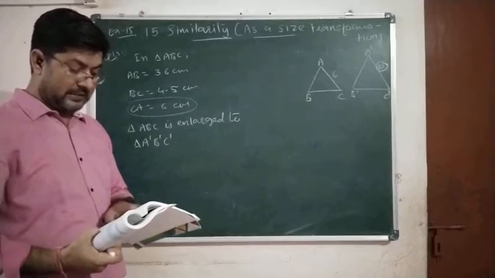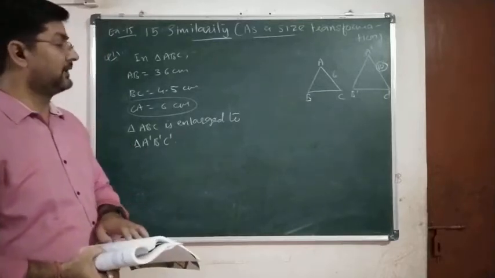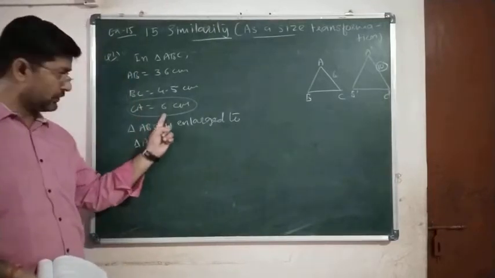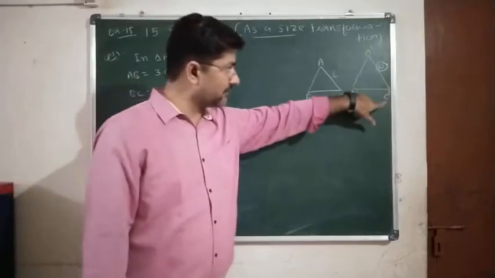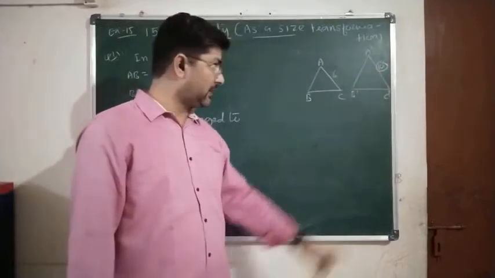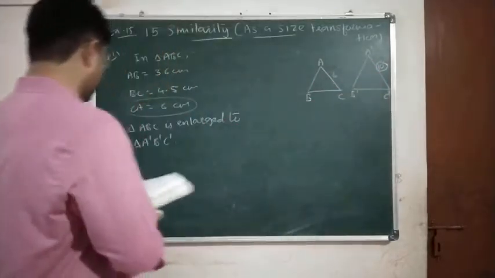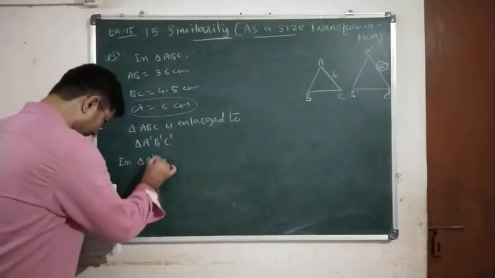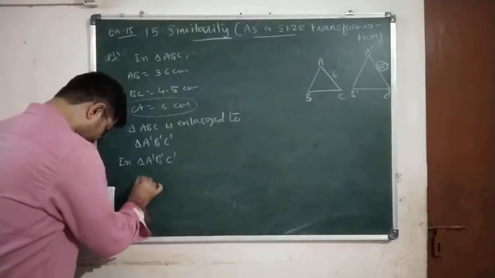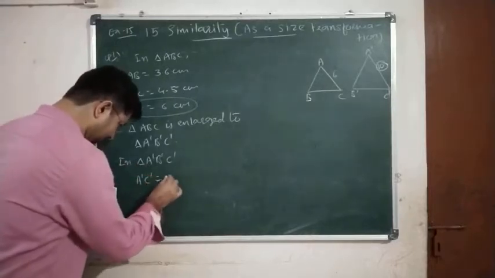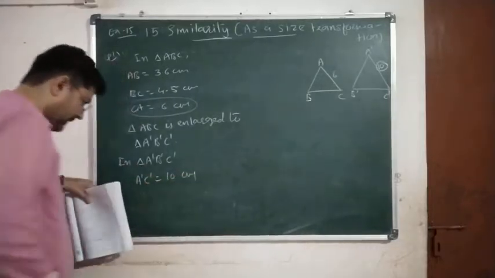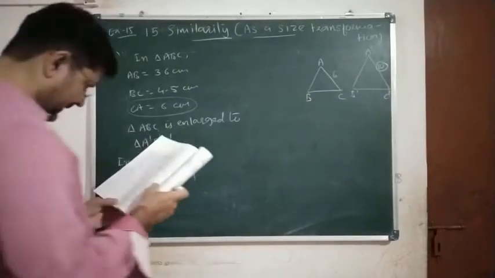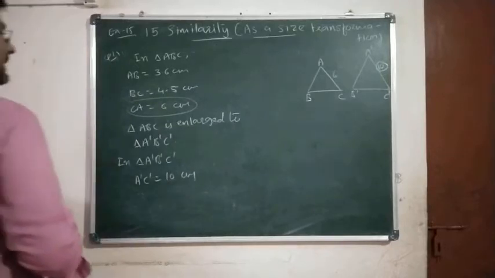Such that the largest side of the enlarged triangle, obviously since in the original figure CA is the largest side, so the corresponding A'C' will be the largest side in the enlarged figure and its length is given to be 10 centimeters. So we will write down over here that in triangle A'B'C', we are given A'C' to be 10 centimeters, yes or no? Okay, so find the scale factor and the other lengths of A'B'C'.